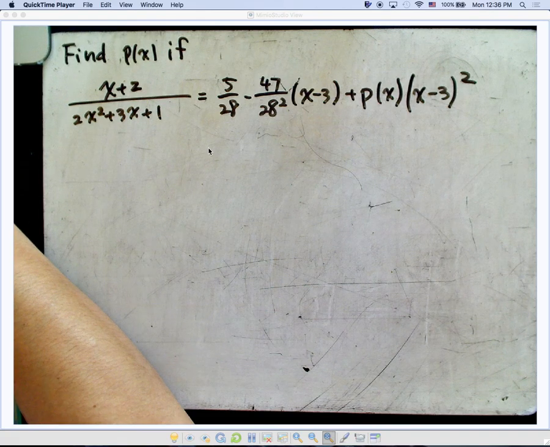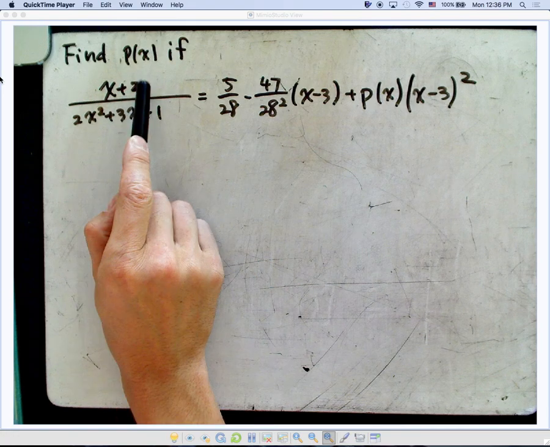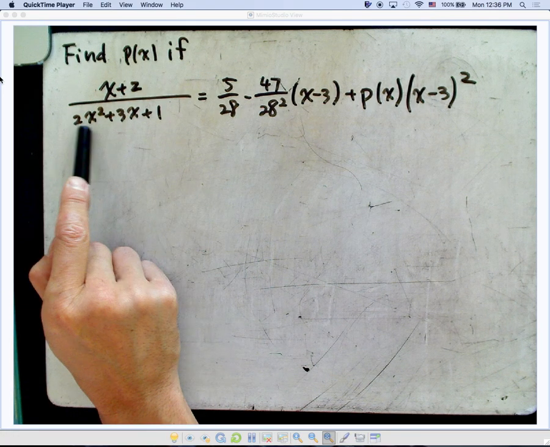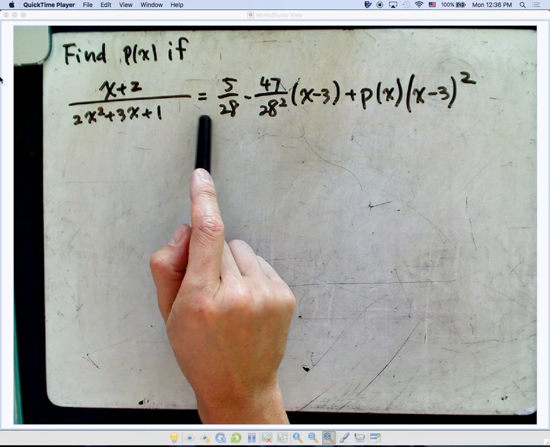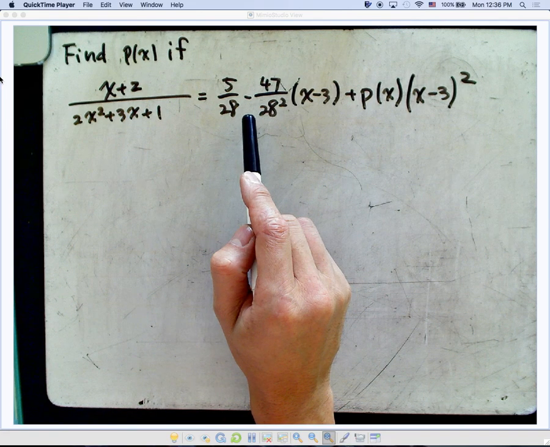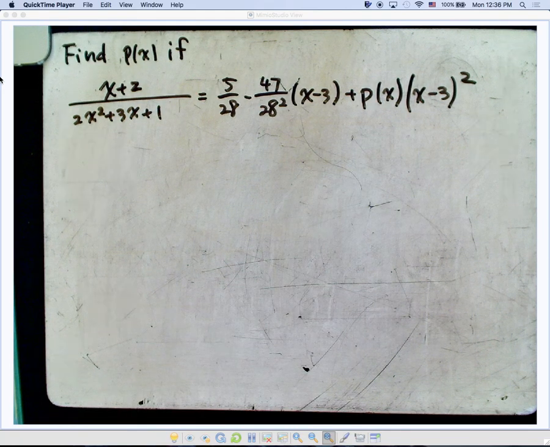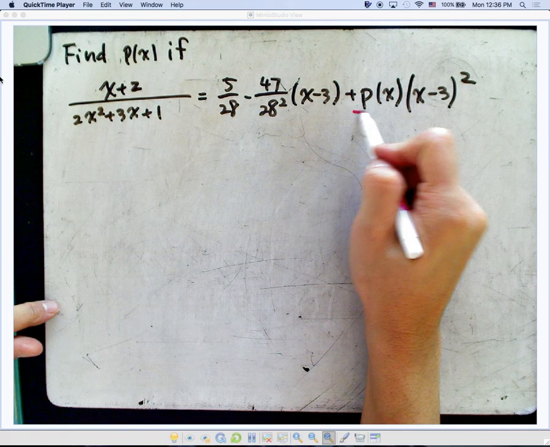The purpose of this video is to find p of x if (x + 2)/(2x² + 3x + 1) = 5/28 − (47/28²)(x − 3) + p(x)(x − 3)². So in the previous videos we found this equation, and we want to find this mysterious p of x.